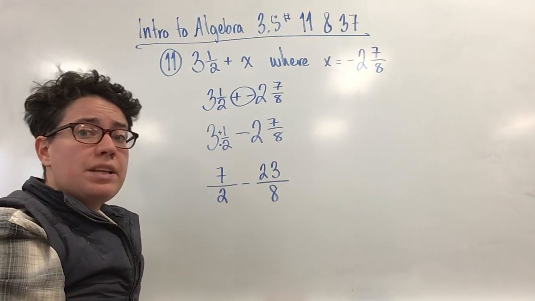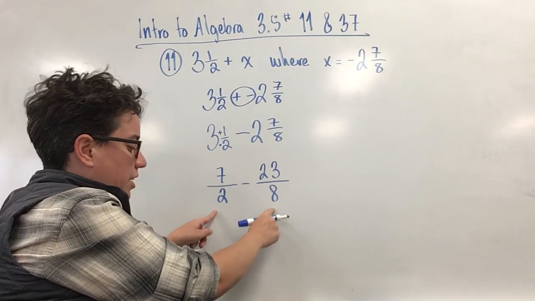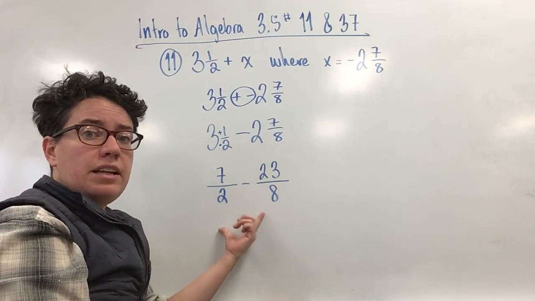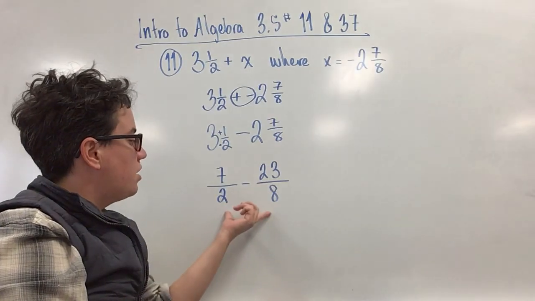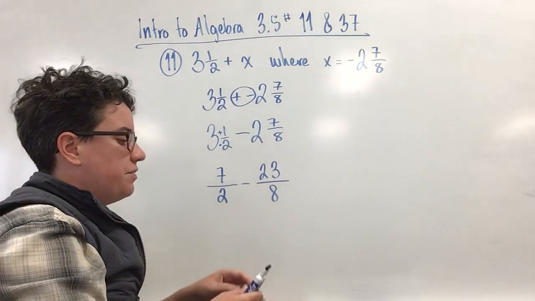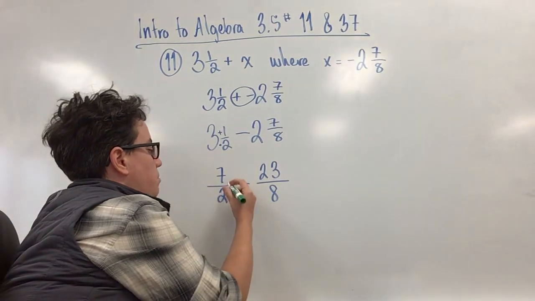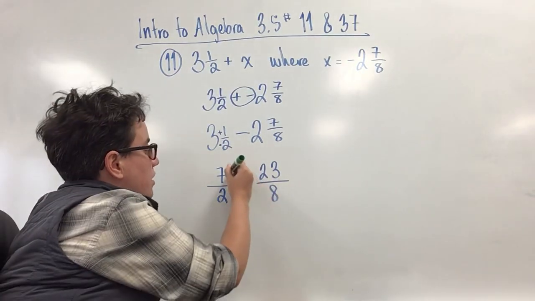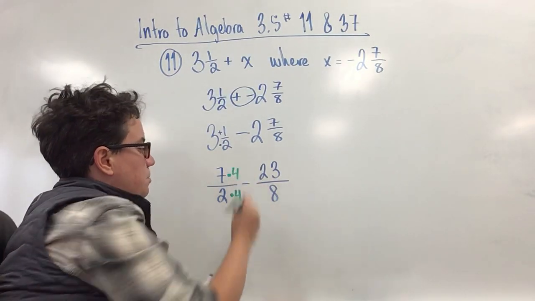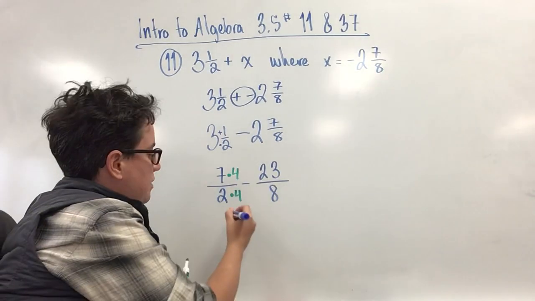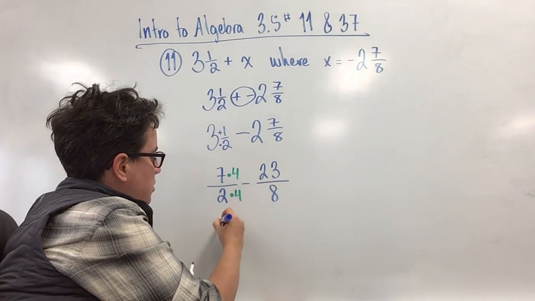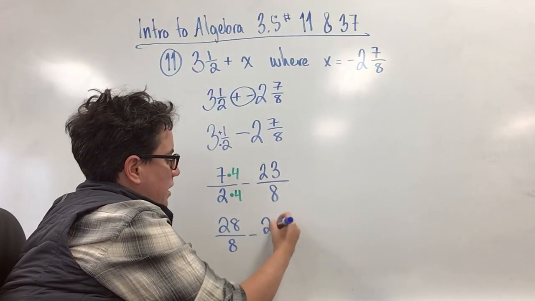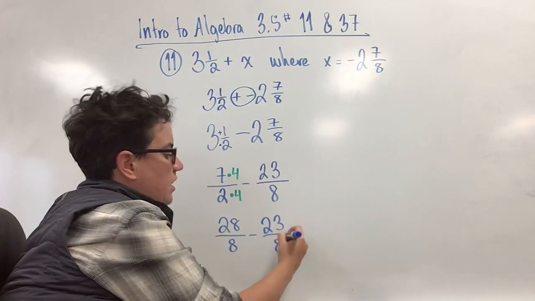And the reason I'm doing that is that in order to add and subtract fractions, we need a common denominator, meaning we need the same number on the bottom here. So right now we have 2 and 8, which means I want to multiply that 2 by 4. And if I multiply the denominator, I need to multiply the numerator, and that gives us the equivalent question, 28 over 8 minus 23 over 8.